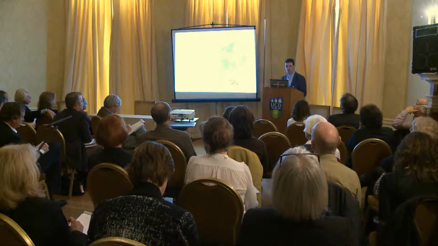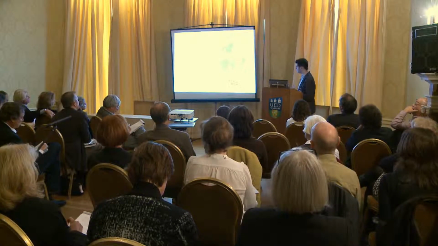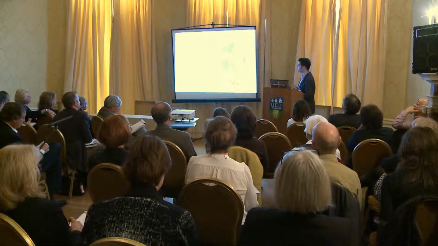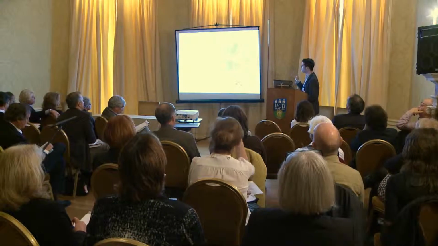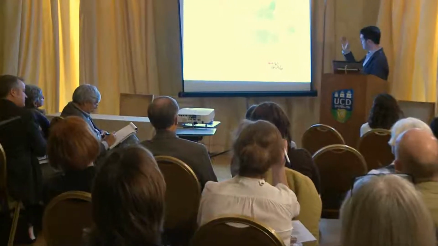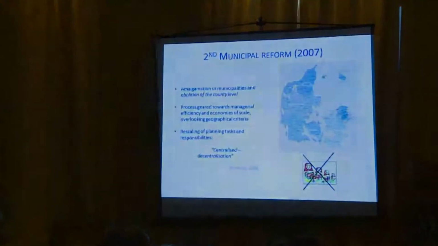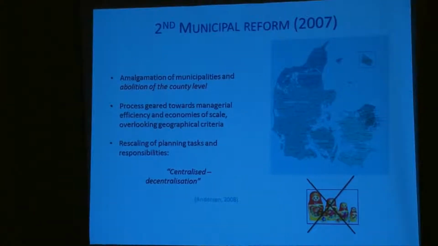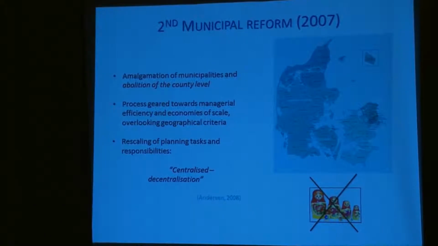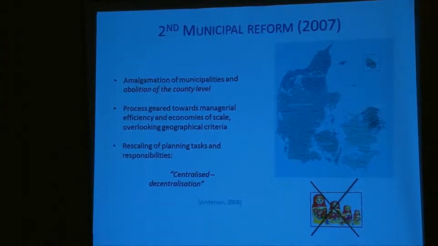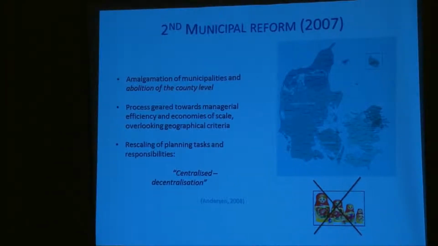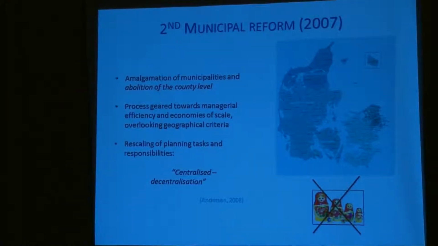And now we come to talk about the change. So there was a second municipal reform in 2007, which amalgamated municipalities and abolished the county level. And this is probably the most important feature of this reform. So in this case, there used to be 14 counties, they were abolished, and most of the taxes and responsibilities were rescaled. I'll discuss this. And 5 regions were formed basically for healthcare purposes.